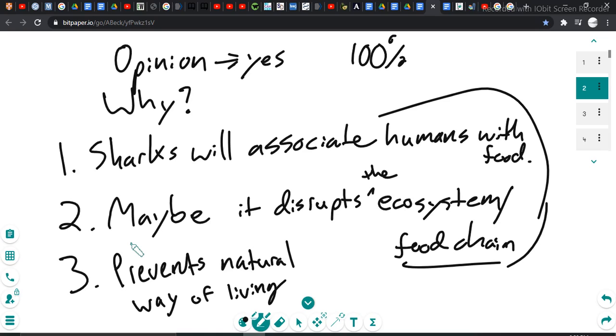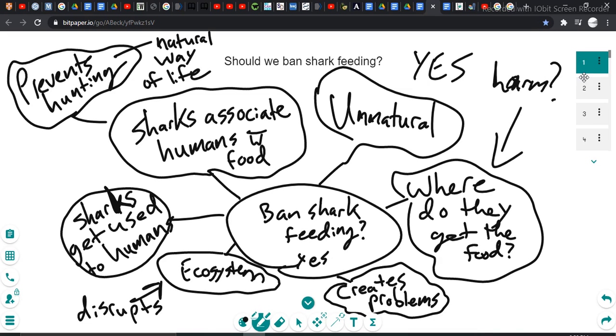What happens? If we prevent the natural way of living, maybe the sharks will become, well, you could even say like lazy. They might become lazy. They might just kind of float around and not do anything and not care about hunting. And they're not going to be like real sharks because we're just giving them food and we're giving them these handouts, these little pieces of fish for them.